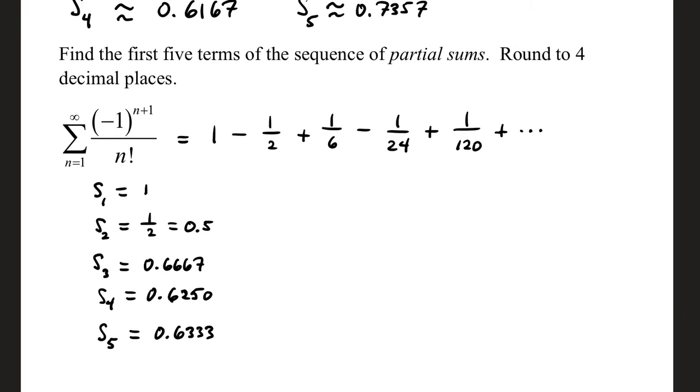The second example we did in class, we have a sign alternator. When n is 1, 1 plus 1 is 2, that's even. -1 to an even power is going to be +1. 1 factorial is defined as 1, so 1 over 1 is 1. When you move your index from 1 to 2, when n is 2, that's -1 to the 2 plus 1. -1 to an odd power is -1. 2 factorial is 2 times 1, that's 2. So our second term is -1/2.